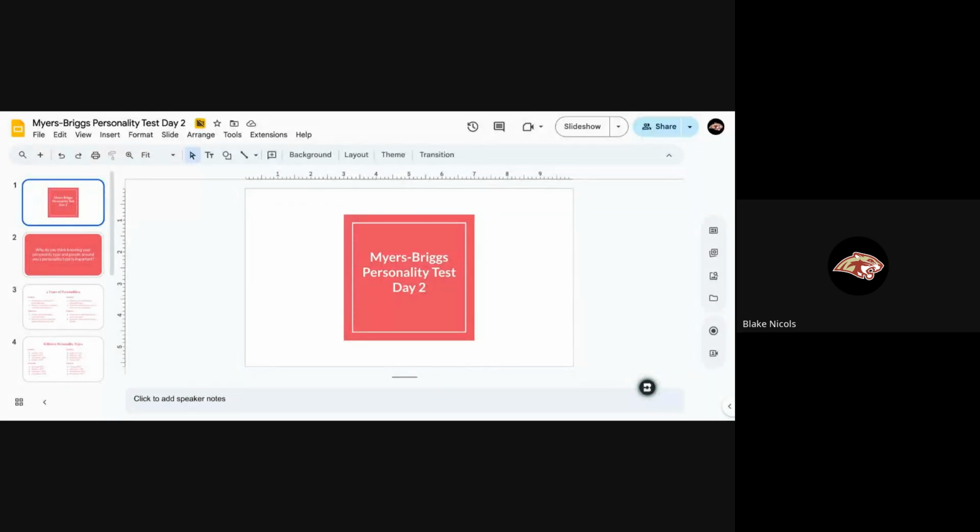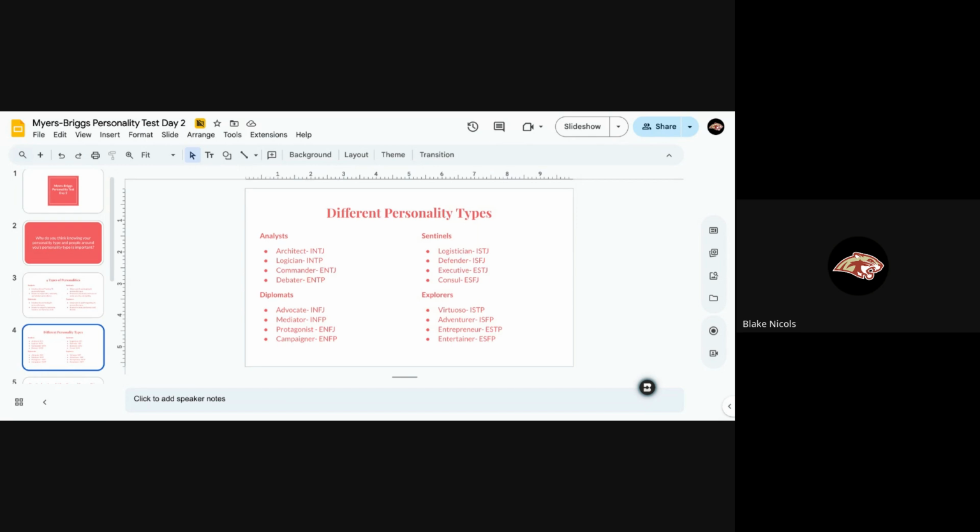So what you're going to be doing in part two with your personalities, you're going to compare it to some of the other different personalities that were options on the Myers-Briggs test. So if you were an architect or a logician or a commander or a debater, you would be in the analyst personality. An advocate, mediator, protagonist, campaigner, those would be diplomats. Logistician, defender, executive, and counsel would be sentinels. And then a virtuoso, adventurer, entrepreneur, entertainer, those would be explorers.